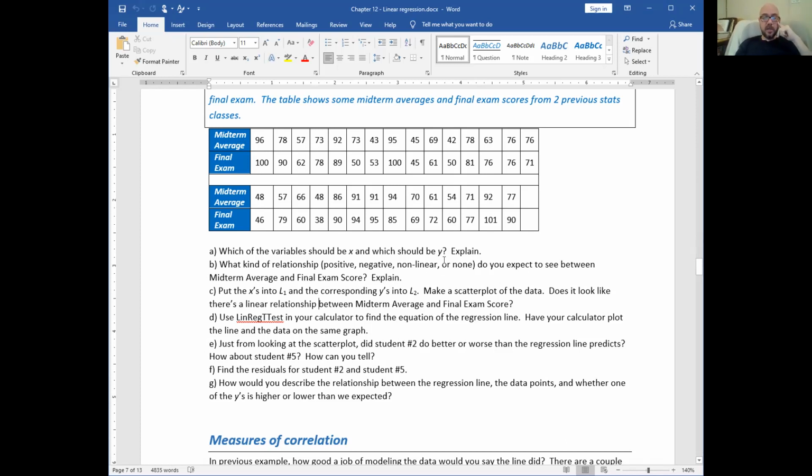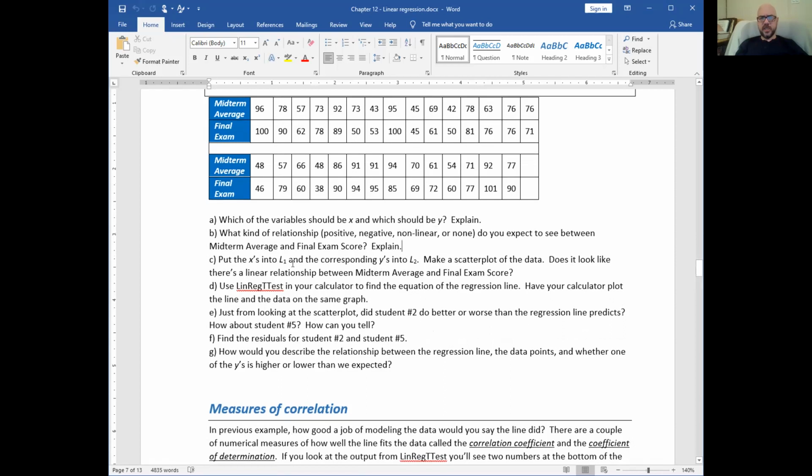I'm not expecting no relationship. I'm thinking that midterm average probably will predict final exam score. Nonlinear is a possibility here. It's possible that there's some weird nonlinear relationship, but a lot of things that are related to each other have a linear relationship. It's the most common one. A plurality of things that are related have a linear relationship, I would say. So I'm expecting to see a positive linear relationship, but I wouldn't be shocked by a nonlinear relationship. I would be shocked by a none or negative relationship.